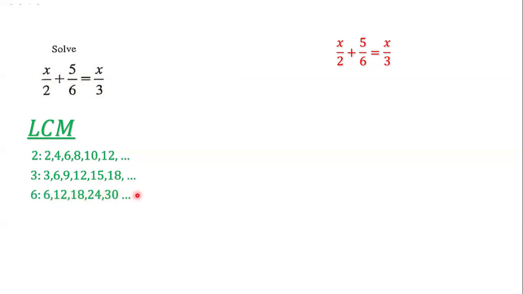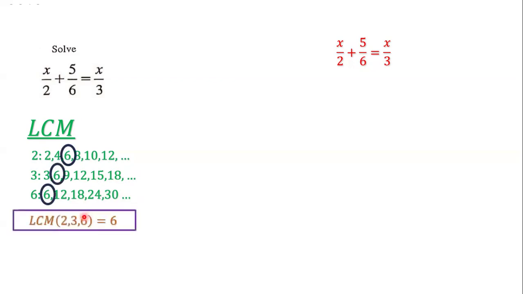And so what we're going to do here is find the LCM of 2, 3, and 6. And the LCM of 2, 3, and 6 is definitely 6. So 6 is the LCM. So we're going to take our LCM and multiply it by each term in this equation. So 6 multiplied by x over 2, 6 multiplied by 5 over 6, and 6 multiplied by x over 3.